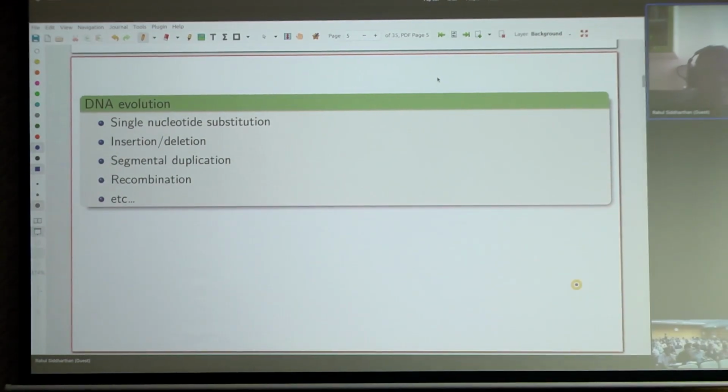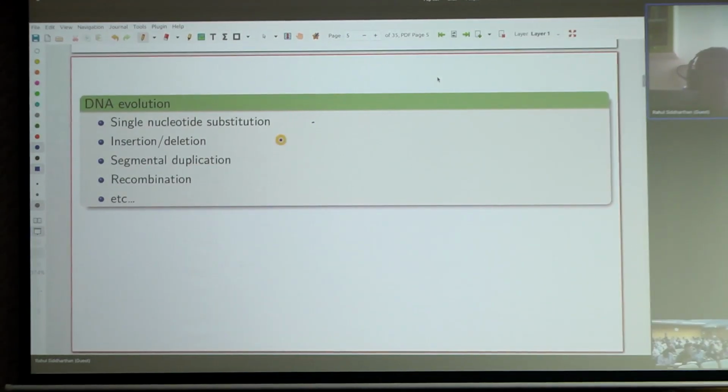How does DNA evolve? It evolves because it can change when it replicates. It can also change because of mutagens, whether it's cosmic rays or others. And these changes can be of various kinds. You can have single nucleotide substitutions, which is what people normally think of when they think of mutation.